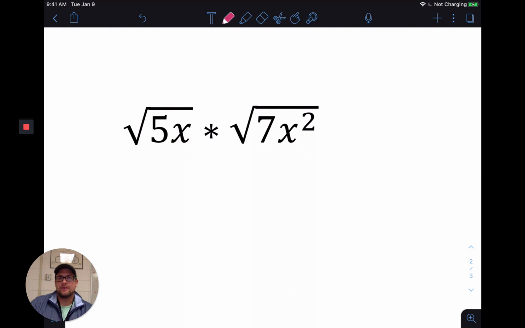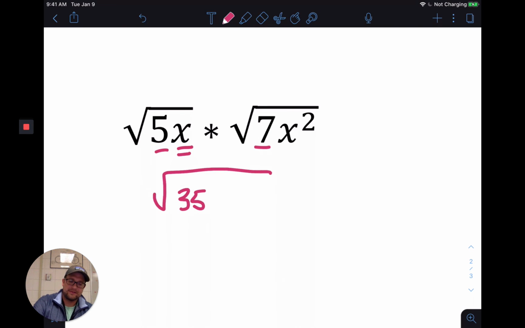Here's the next one. If you look on this one, you'll notice there is no outside number in front of either of these two. And that's fine. If there is no outside number, then we just need to multiply the insides together and simplify. 7 times 5, 35. X times x squared is x to the third power.